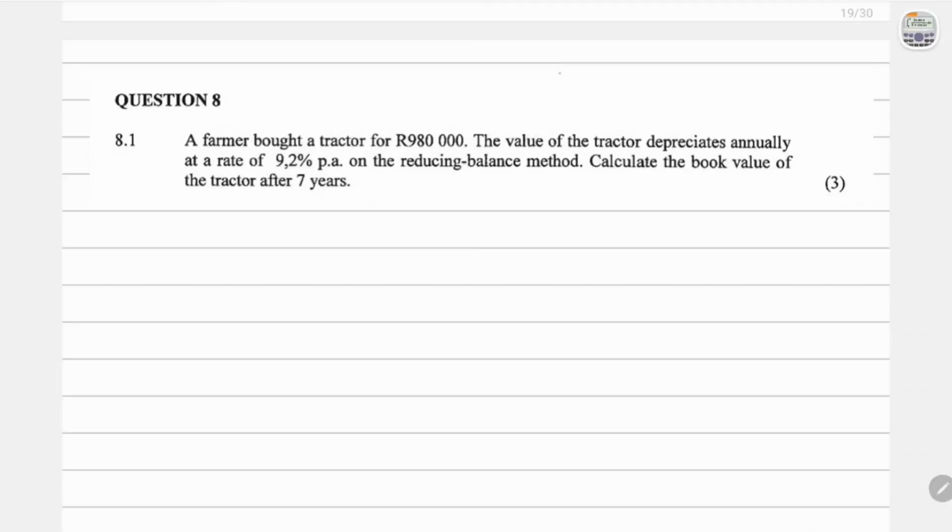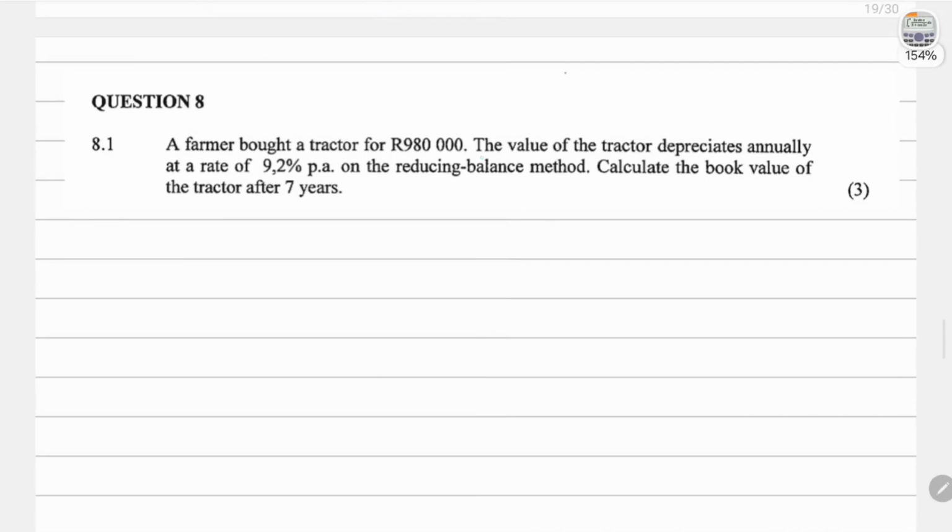Question 8.1 says, a farmer buys a tractor for 980,000 Rand. The value of the tractor depreciates annually at a rate of 9.2% per annum on reducing balance method. Calculate the book value of the tractor after 7 years. Okay, so they're using a lot of key concepts here.